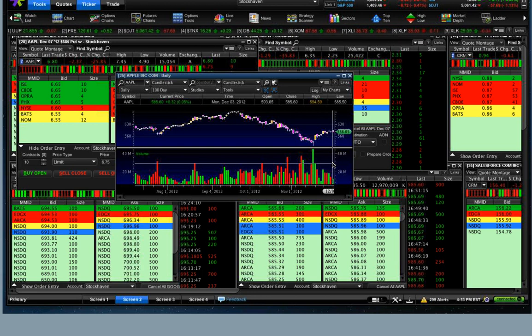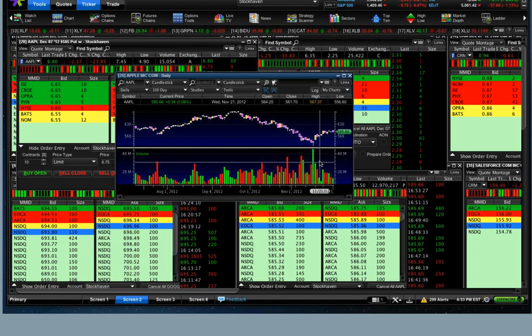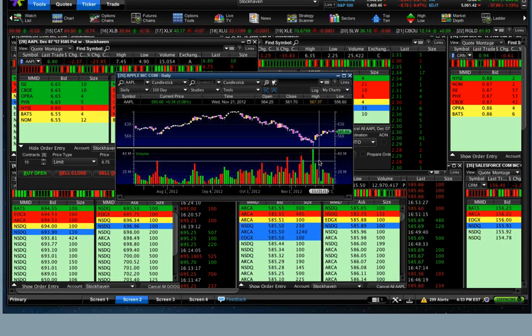Okay, let's talk about support. Friday's close and today's low, 585.28 to 585.50 is my first support level that I'm watching. Okay, and 583.25 is the overall midpoint from last week's low to last week's high.